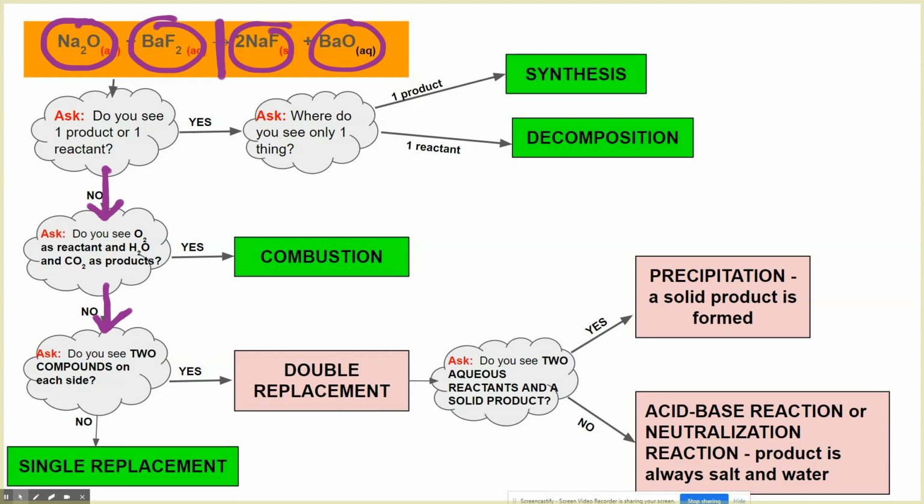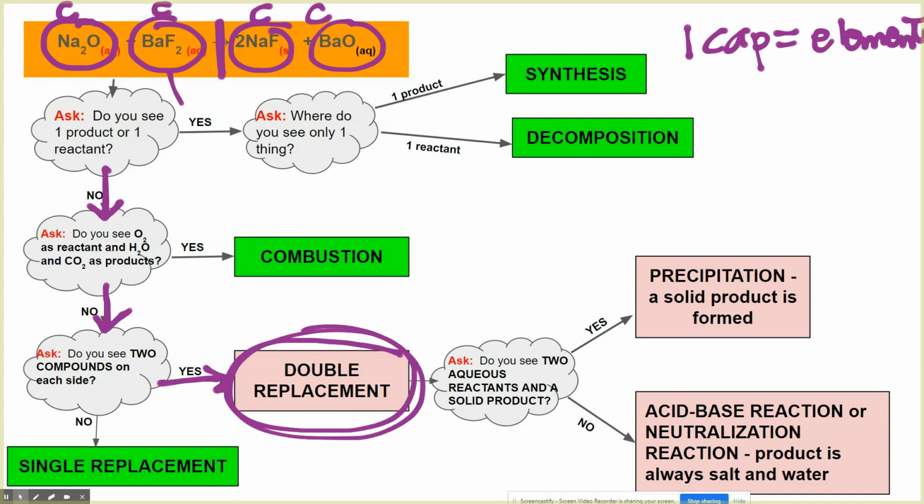Ask yourself, do you see two compounds on each side? Yes. How do you know again if it's a compound? Look at the capital letters. If there's only one capital letter, that has to be an element. Don't forget. And since there's two capital letters on each one, this is a compound, this is a compound, compound, compound. I see two compounds on each side, so the answer is yes. Again, this has to be a double replacement. But what kind of double replacement?